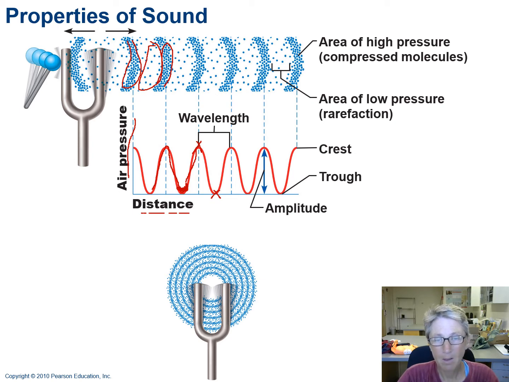The tip, the peak of the wave, is called the crest, and the base of the wave is called the trough. The distance from the trough to the crest of a wave is called the amplitude. And then, like I said, the distance from the crest of one wave to the crest of another wave, that's the wavelength.